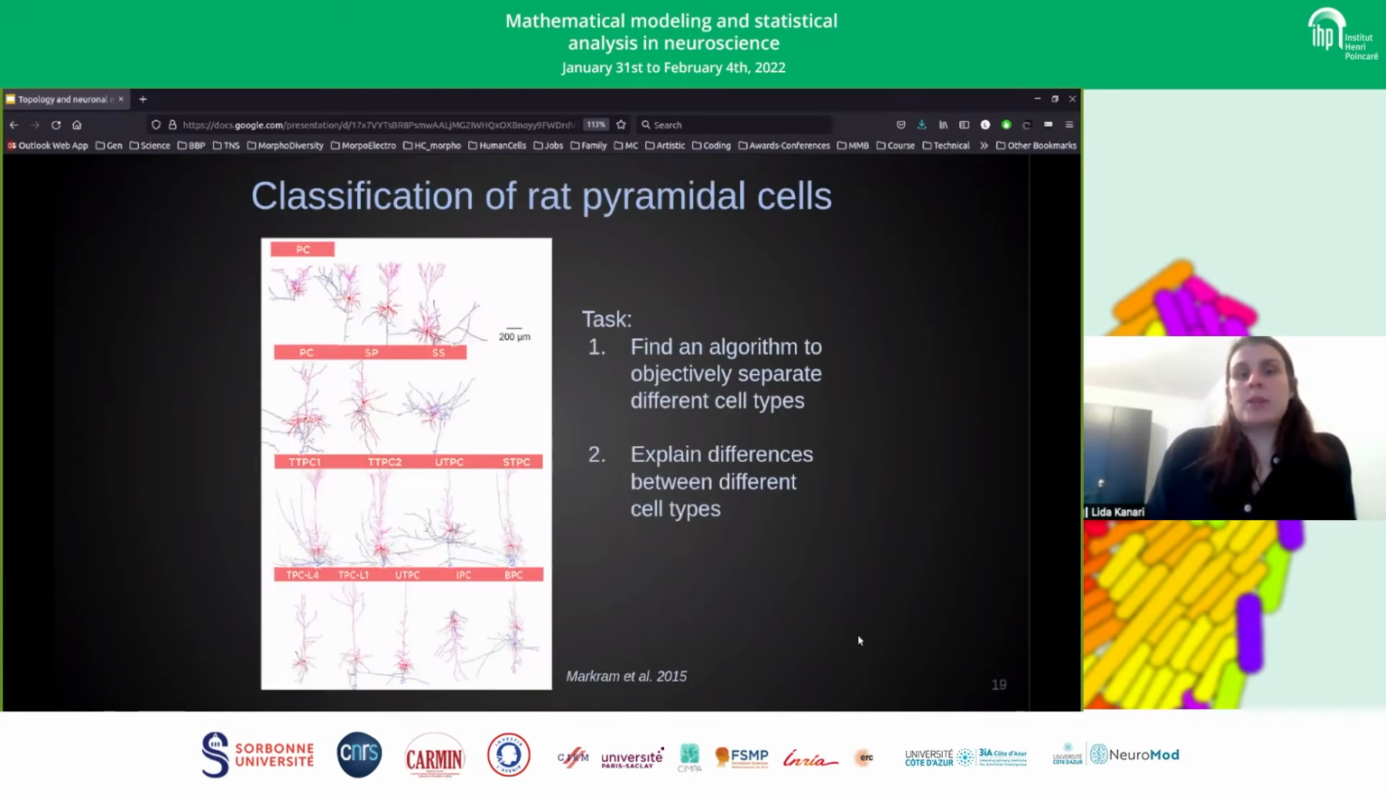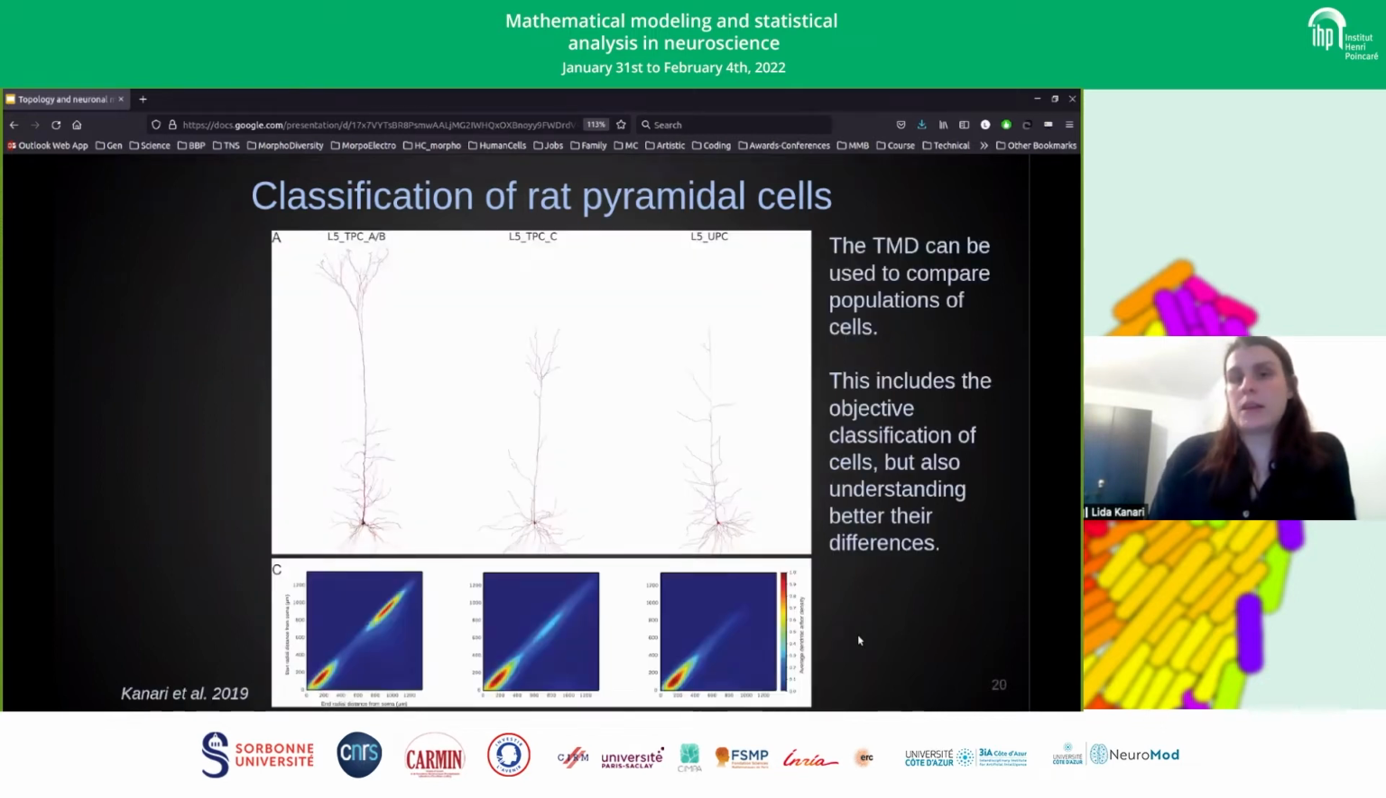I'll start with the classification of rat pyramidal cells. These are examples of excitatory cells within the rodent cortex, specifically rat. And the task was to find an algorithm to objectively separate these cell types, but also to try to explain what is different between these cell types.